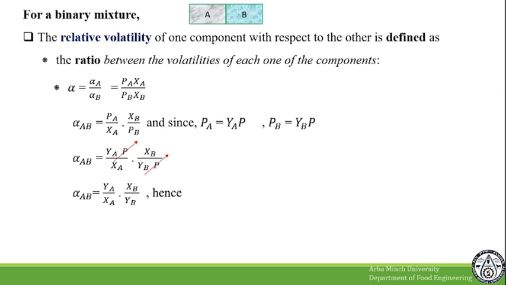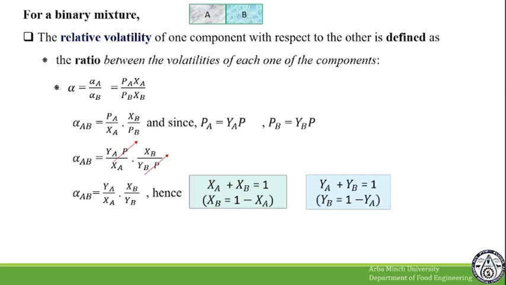Hence, as we know, the mole fractions in the liquid and in the gas phase each sum to unity. If we have n number of components, the sum should equal unity, which means xA plus xB equals 1, so xB equals 1 minus xA. Similarly for the gas phase, yA plus yB equals 1.